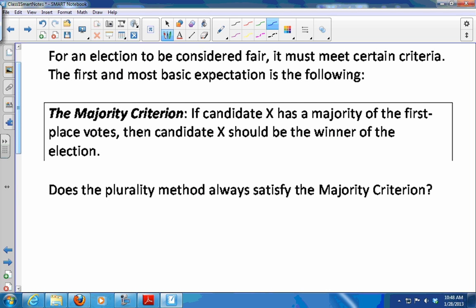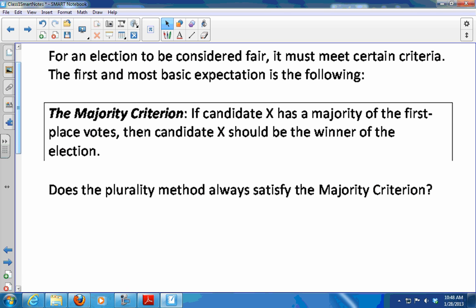For an election to be considered fair, it has to meet certain criteria. We're going to study a few of them. Here's our first and most basic expectation of a fair election. It's called the majority criterion, and it says that if candidate X gets a majority, they should be the winner of the election. So it's not a requirement, but if someone has a majority, we think that they should win.